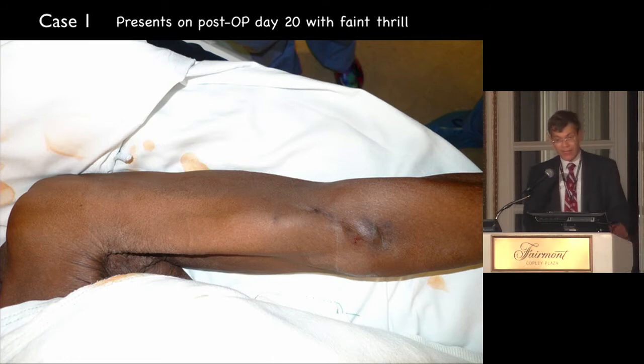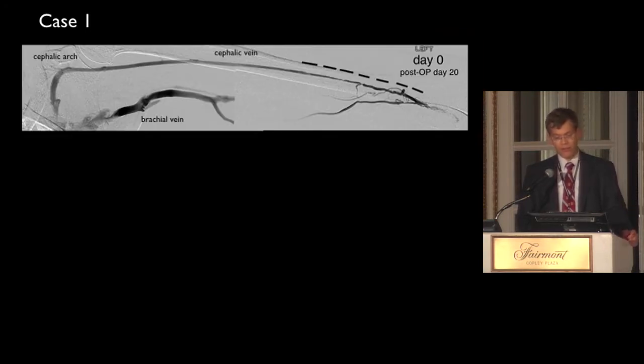Now, how can access maturation by an interventionalist look like? So here you have a patient who presents 20 days, less than 3 weeks after surgery, with a faint thrill, left upper arm access. You can still see the incision on the right of the image. And if you look on the inside, you have this little tiny squiggly vein that has a near total occlusion in the beginning.